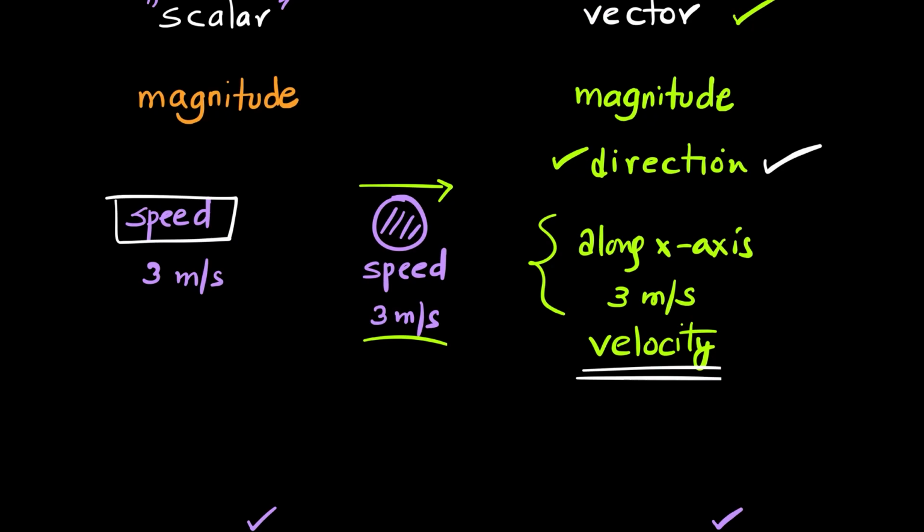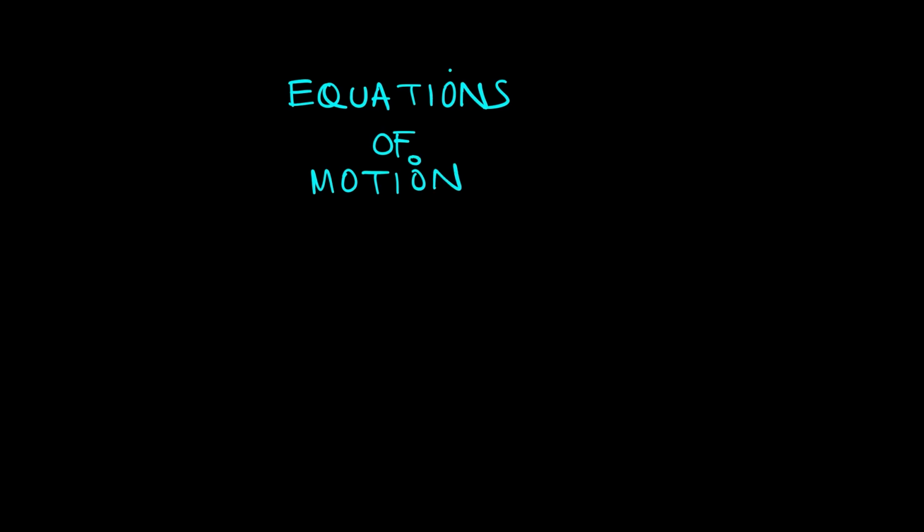Now coming back to our topic, that is about equations of motion. So equations of motion, first of all, is only valid for constant acceleration. If the acceleration is not constant, equations of motion are not valid.